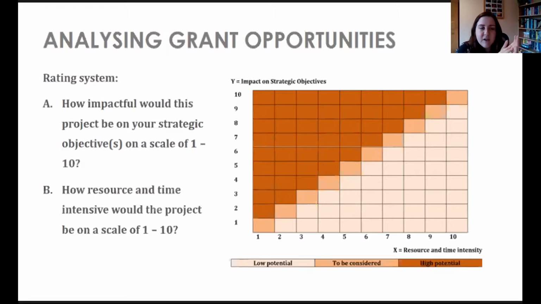And then on the x-axis, you're looking at how resource and time intensive would the project be. 1 being it would be no effort at all, and 10 being it would be an extreme effort. You're going to have to really invest. You might have to recruit new staff. Fundamental changes would need to happen in order to deliver on this project. And obviously, where your project falls on that scale, whether it's the dark green, or the dark orange, which is a no-brainer, absolutely go for it, or the low potential option, or that no man's land, it can hopefully help make it a little bit easier to decide whether it's worth going for a grant opportunity or not.